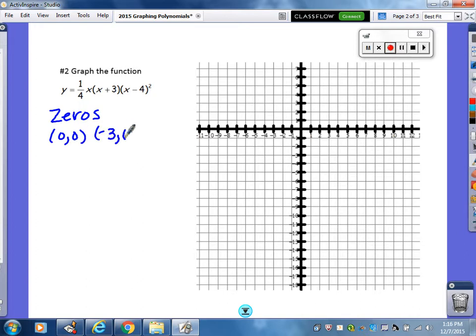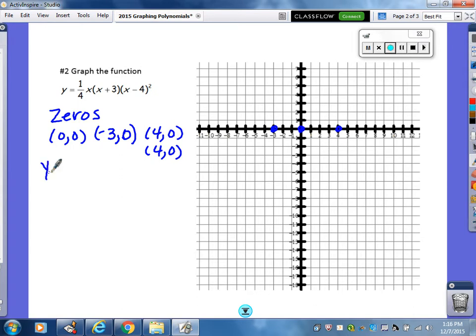-3, 0. And I've got a double root at 4, 0. So that's a double root, so we know we're going to be bouncing there. All right, let's put in our zeros. So I got 0, 0, -3, 0, and 4, 0 is a double root. I just don't know if it's going to bounce above or below. And that's what the rest of my calculations are going to find for me.